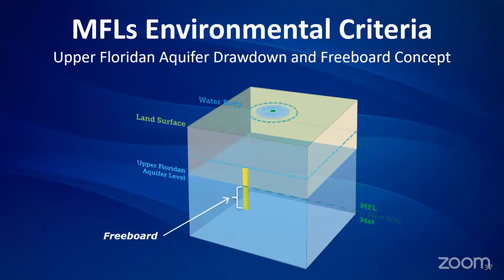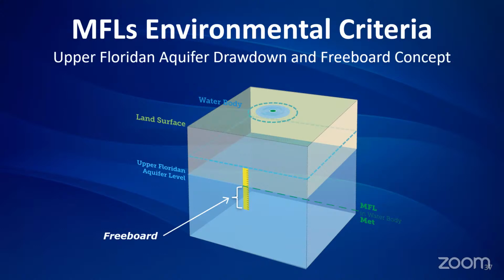So that's what I've shown here. I've shown some changes with this slide. Again, same model cell, same lake sitting on the surface, but you'll notice that in the lower portion of the cube, the upper Floridan aquifer water level has been lowered a little bit. And that's been translated to the land surface, affecting the water levels in the lake. See, the lake's a little smaller than it was in the previous slide, smaller and shallower.